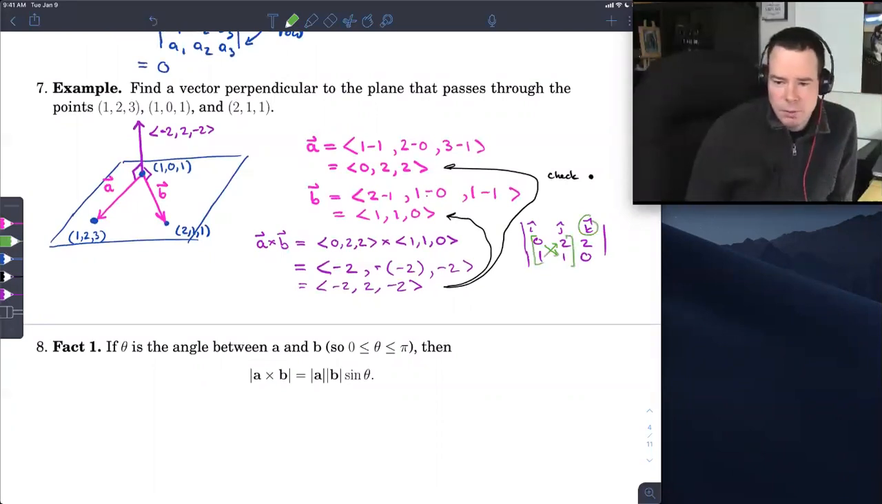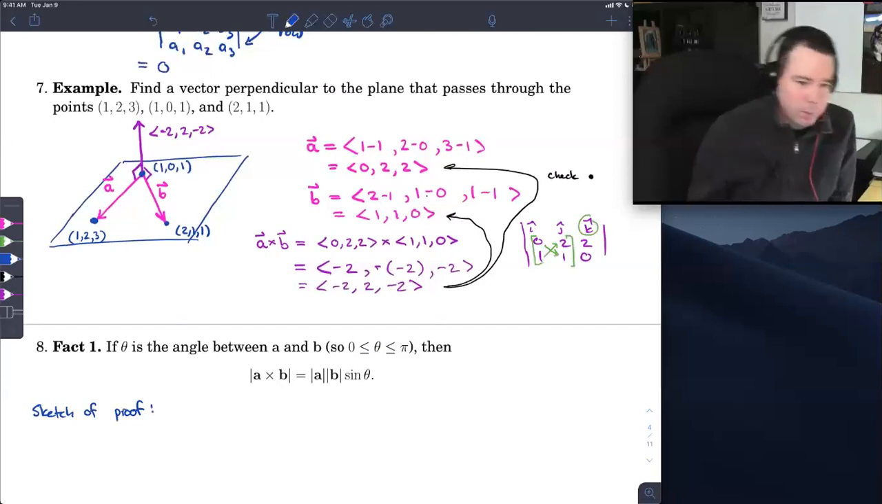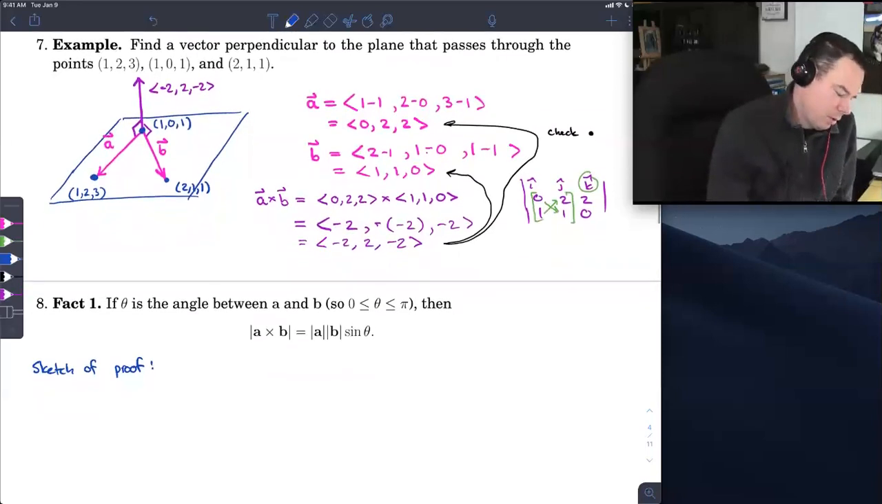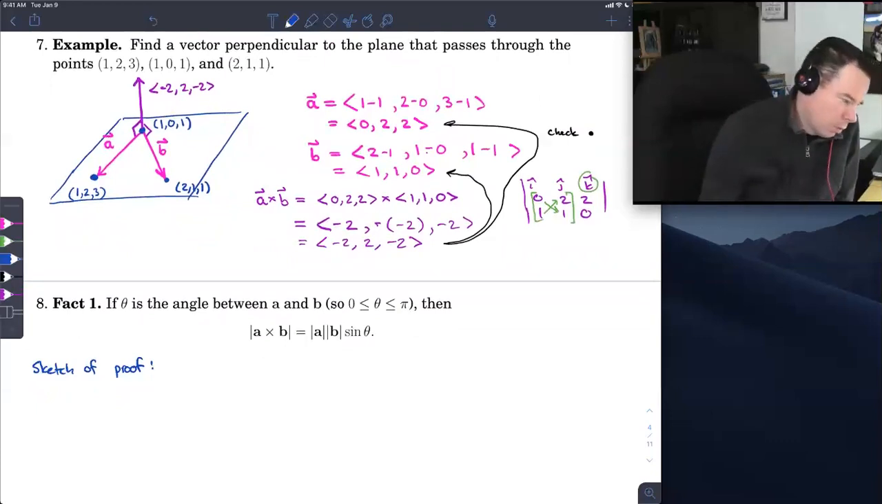Okay, so here's our fact. If the angle theta is between the two vectors A and B, then the magnitude of the cross product is the magnitude of the two vectors times the sine of the angle between them. So I'm going to sketch why this is true. The proof is just a heavy algebraic calculation, but I just want to point you in the direction of what the calculation would be that we would perform.